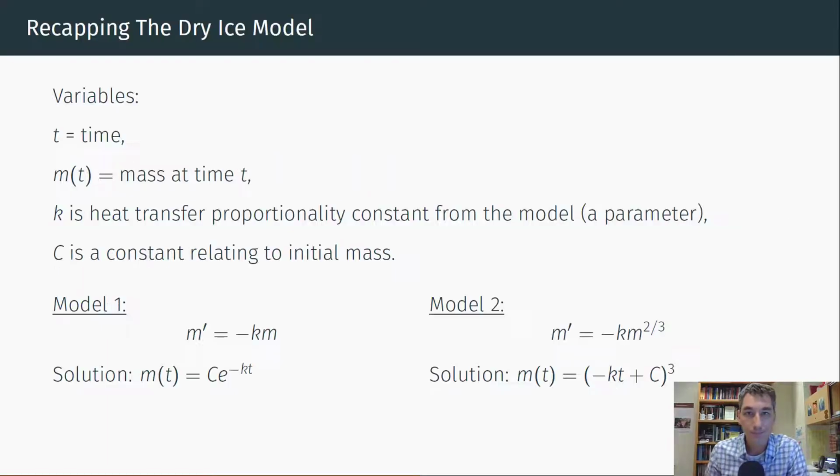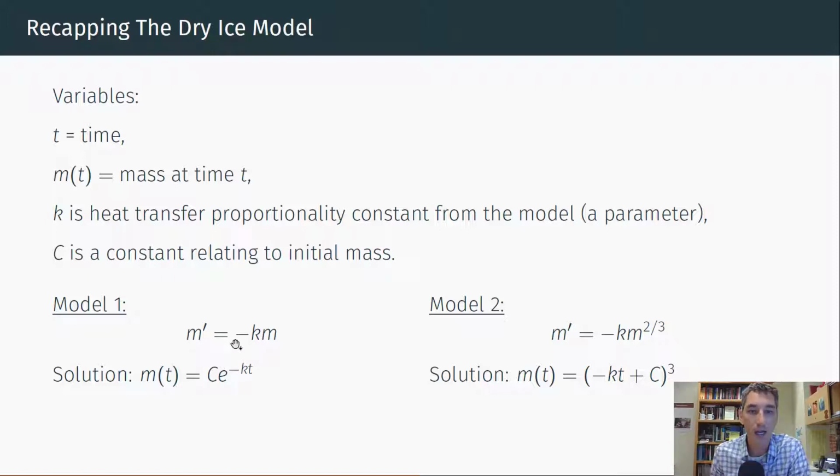Let's take a look. So first, I want to just recap what we had done last time with the dry ice model. We had a couple variables. T was time, m of t was the mass at time t, so m of t is the function we're interested in. And then k showed up as a constant. Now, what we would really call this is a parameter because it's part of the model itself.